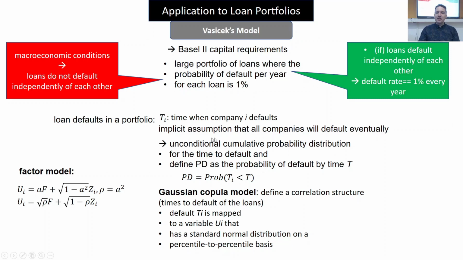And after that, this is the nice thing, the implicit assumption that all companies will default eventually. So, cool. The unconditional cumulative probability distribution will be generated from this kind of data for the time to default, and we can define the probability of default by time t. Practically, we should add the time variable here.